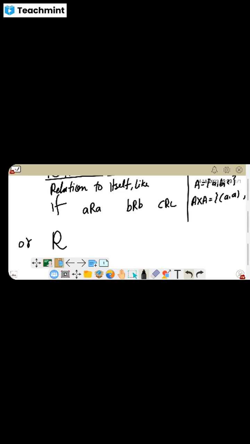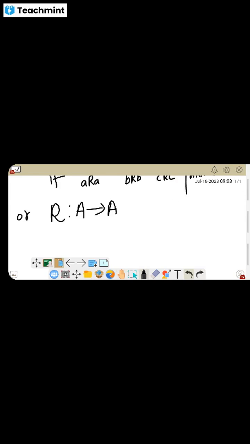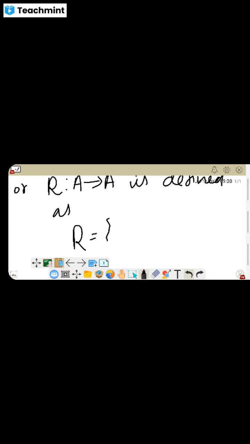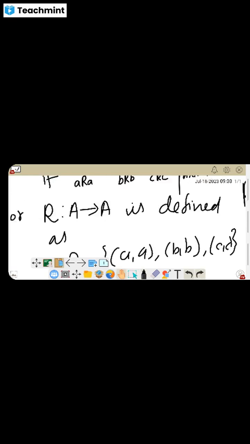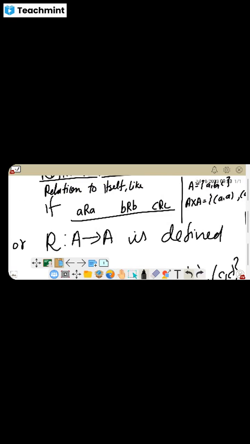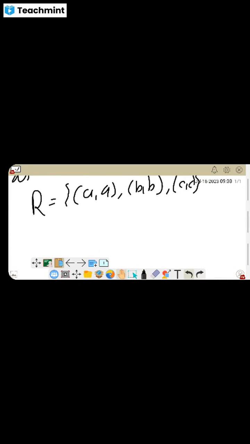Relation R from A to A is defined as R is equal to A comma A, B comma B, and C comma C. And we can define these elements like this, and we can say this relation is reflexive. Now, next type is symmetric.